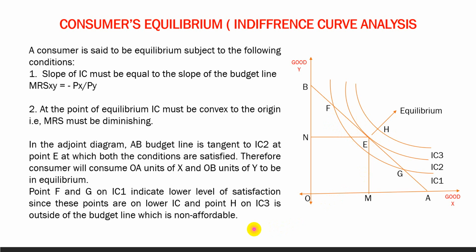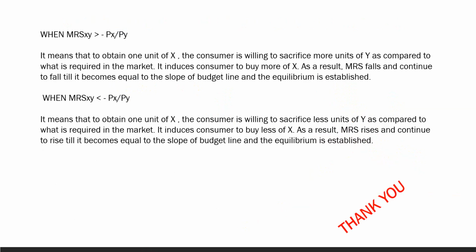So to be in equilibrium, both conditions must be satisfied. The slope of the indifference curve must be equal to the slope of the budget line, and at the point of equilibrium, the indifference curve must be convex. The convexity of the indifference curve is because of the operation of the law of diminishing marginal rate of substitution. So we come to know how the consumer is in equilibrium in case of indifference curve analysis. Thank you.